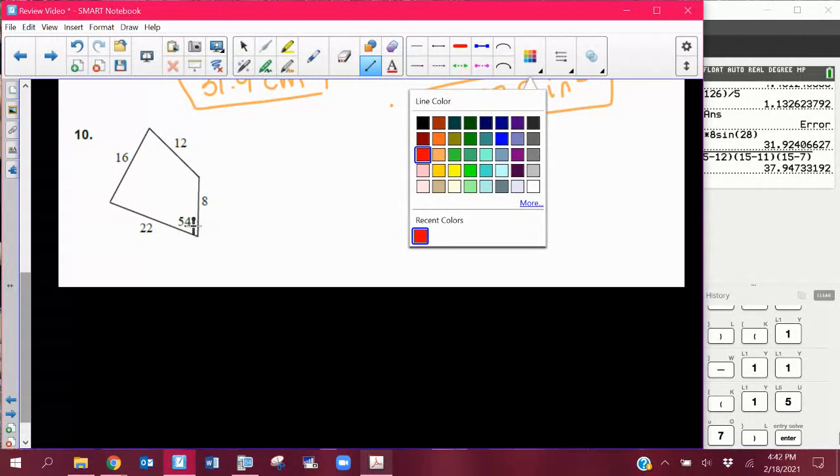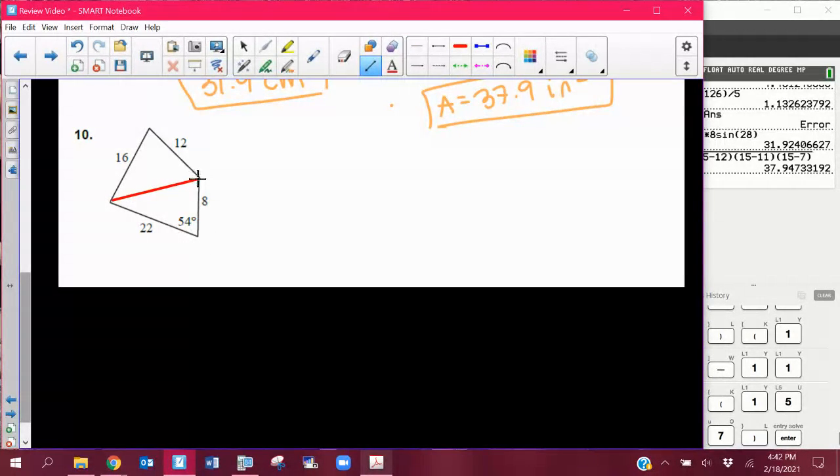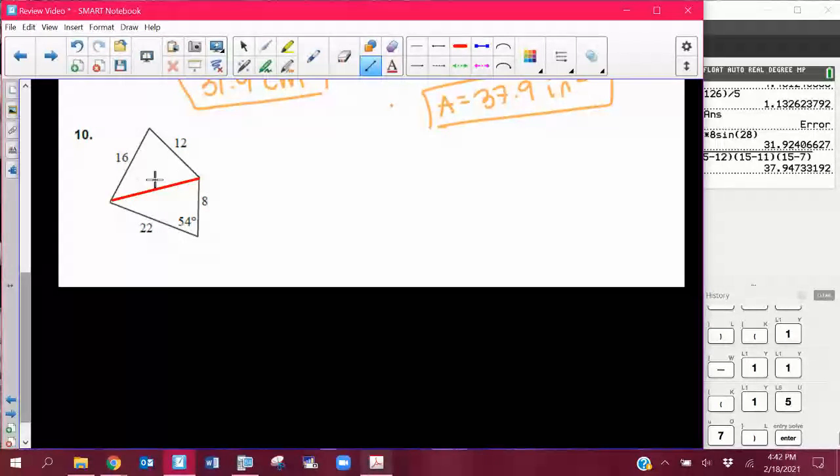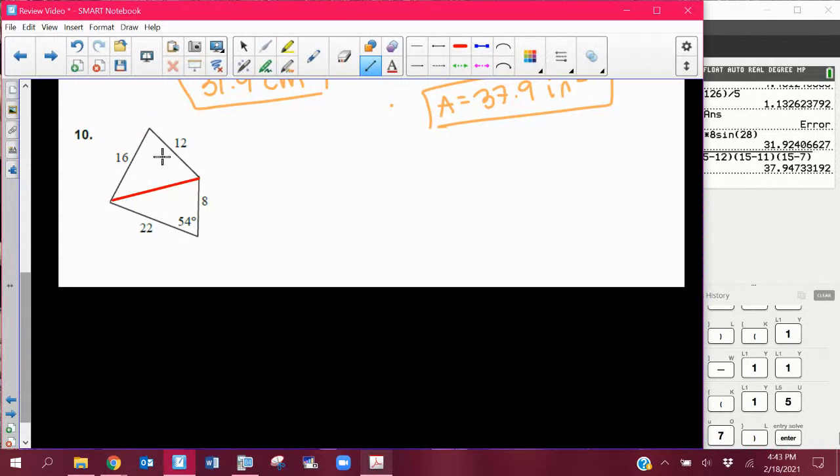If you divide from here to here, I don't know any information anymore. But if I divide from here to here, I now have a side-angle-side triangle, and I can use something to find this other guy. I'd only have two sides if I divided from the other two. So on this, again, always divide from the side across.